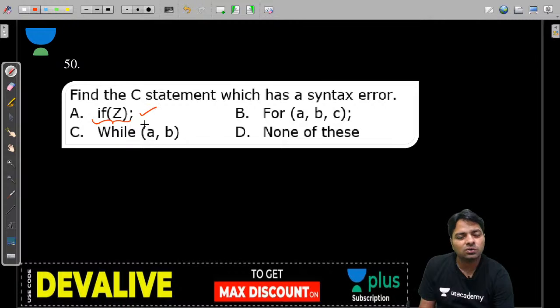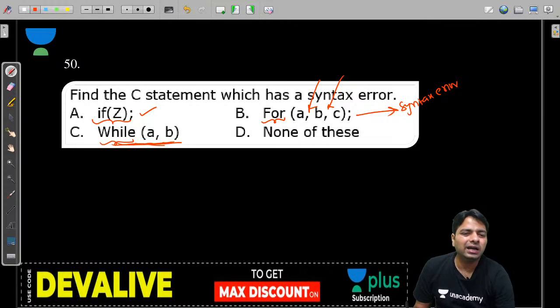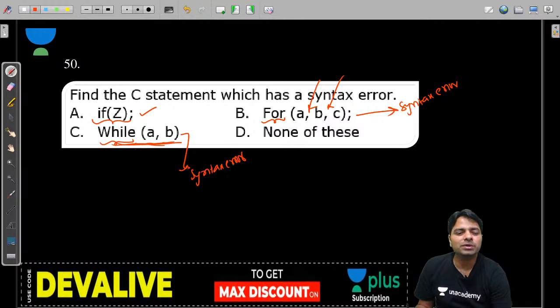This is alright, no problem with the syntax. For, when the for keyword is there, two semicolons are a must. So this is definitely a syntax error, no doubt about it. And while A comma B, guys, here you can't write like this, you should have a semicolon at least at the end, right? You can't leave such statements ever. You must have a semicolon at the end at least, so this is also having a syntax error. You can't leave it without a semicolon, right?